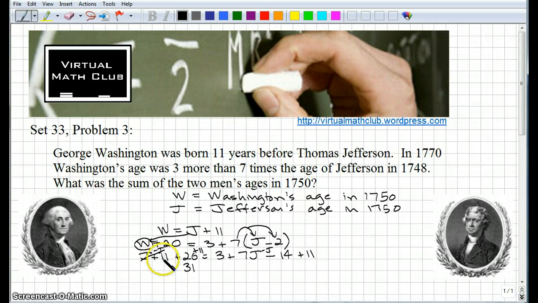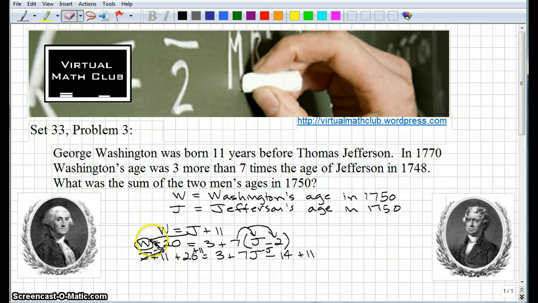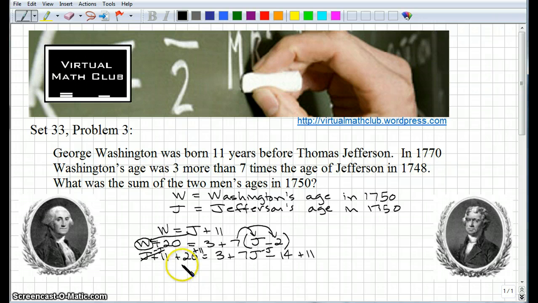Oh, wait a minute. Okay, the J's cancel, but we still have this. Sorry, I can't forget about this 11 here. So we don't have 31, we have 42. This is 31, and with another 11, that's 42. And now 3 minus 14 plus 11, that's just 0, so I'm going to cross those out. 7J minus J is 6J. So 6J is equal to 42.